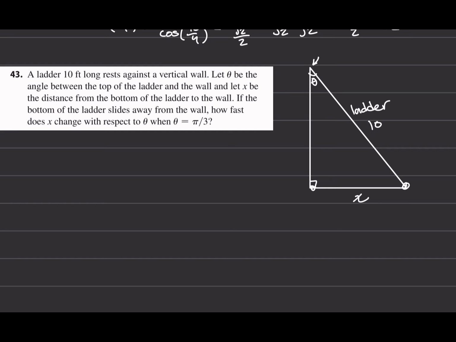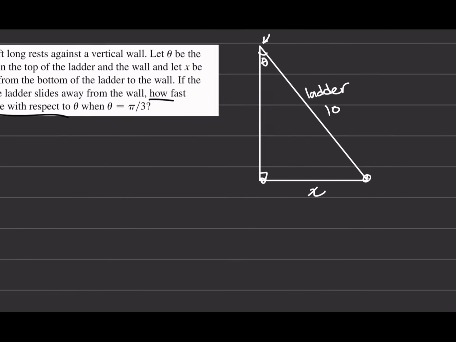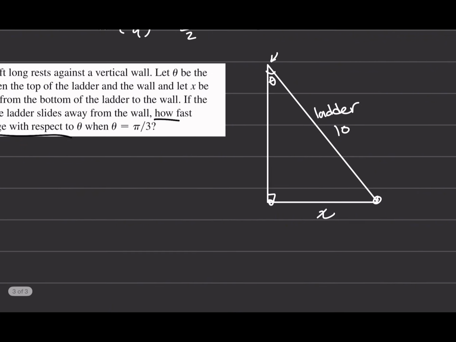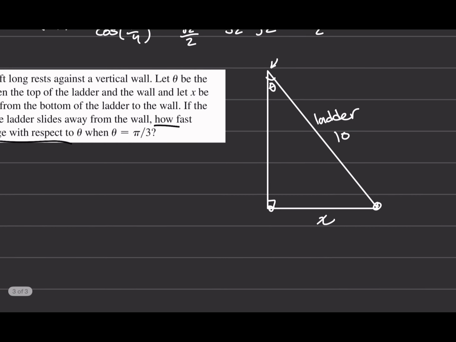Now it's saying if the bottom of the ladder slides away from the wall, how fast does x change with respect to theta when theta is equal to pi over 3? So whenever it says how fast does x change with respect to theta or something along those lines, it's talking about a derivative, right? Derivative with respect to theta. So the first step to solving these types of questions, we're going to be looking a lot at this in our section on related rates, but this is just an introduction, is to look at a relationship between the variables. In this case, we could see that sine of theta is equal to x over 10, right?